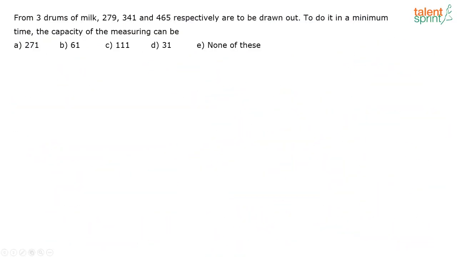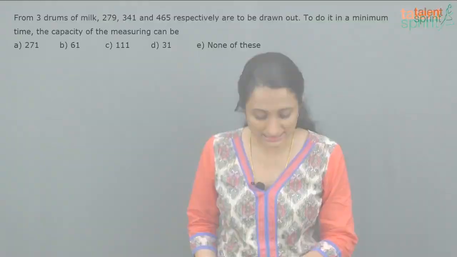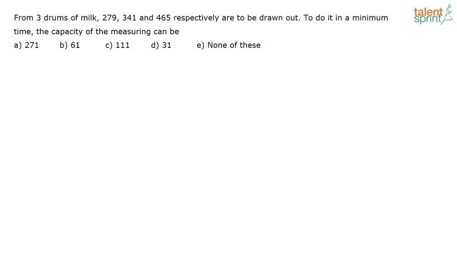Yeah, the first question is there on your screen. From 3 drums of milk, 279, 341 and 465 respectively are to be drawn out. To do it in minimum time, the capacity of the measuring can will be dash. So again, in LCM and HCF, the most important thing is that you should be able to identify from the given question whether they are asking for the LCM or the HCF. Now, if you are able to identify that easily, then solving the question becomes easier.